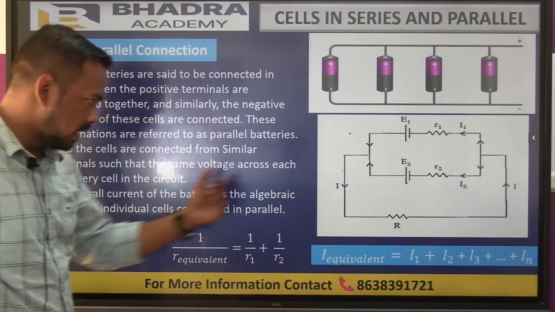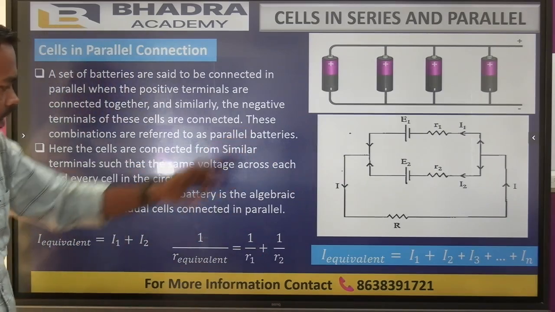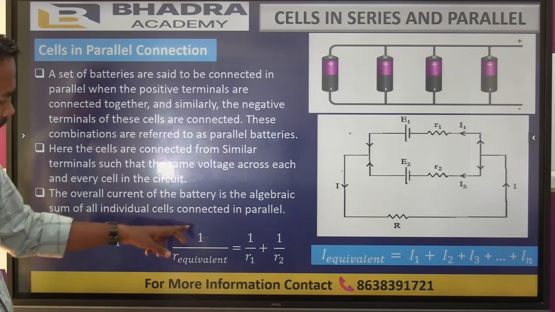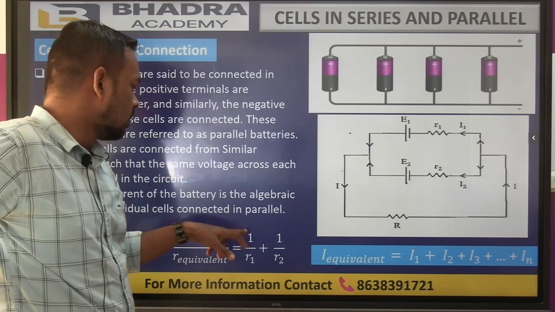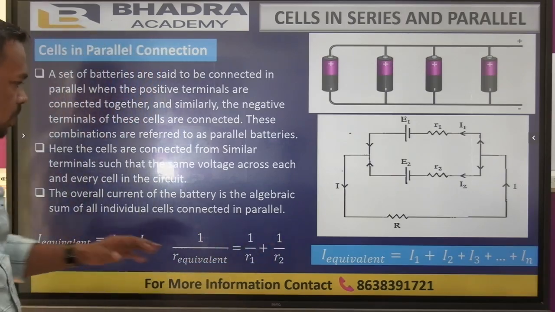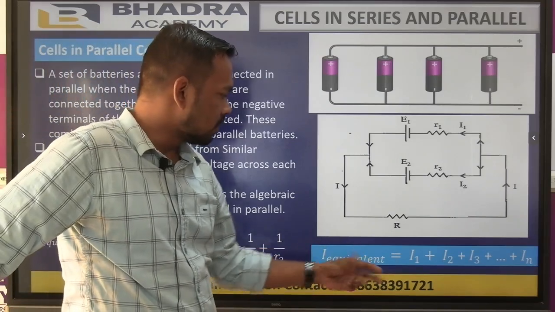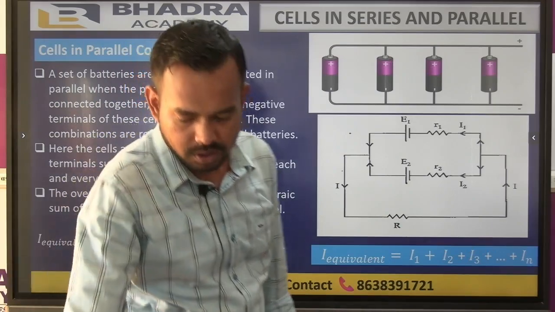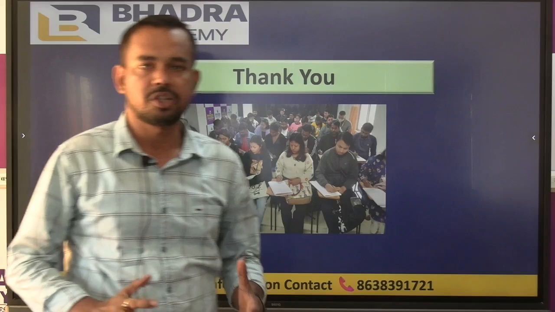And for the internal resistance, since it is a parallel connection, we know that the parallel connection equation is given by 1 by R equivalent is equal to 1 by R1 plus 1 by R2. And finally we can say that for n number of cells, I equivalent will be I1 plus I2 and so on till In. So this was the discussion about series and parallel connection of the batteries.